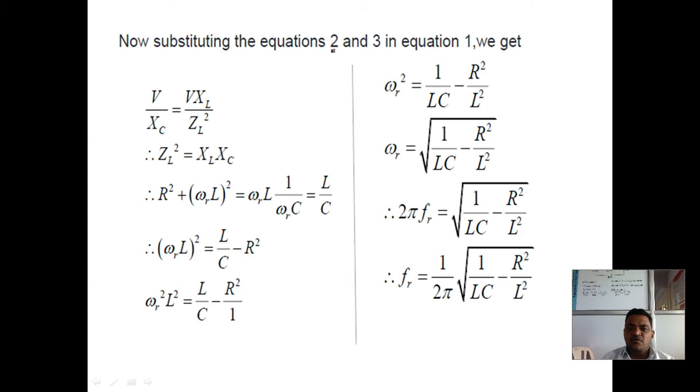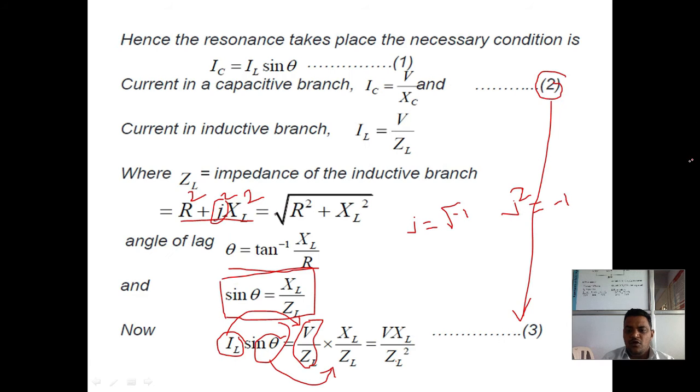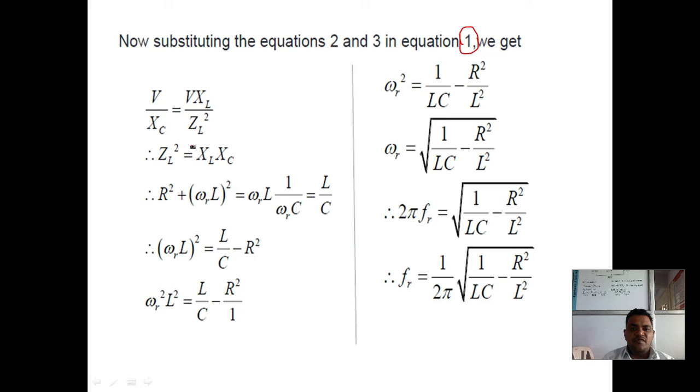Now we substitute equation 2 and equation 3, both, in equation number 1. Once we substitute in equation number 1, IC is equal to V upon XC, and this gets substituted here, so IC is equal to V upon XC and V XL upon ZL square.